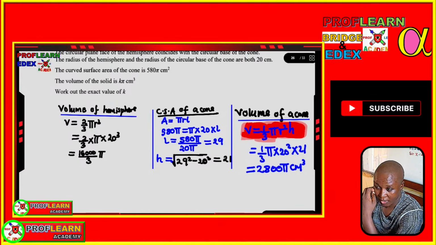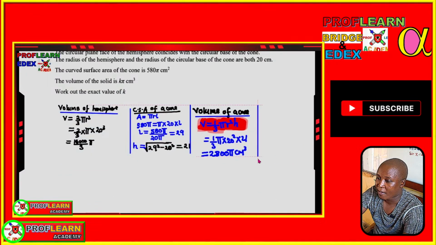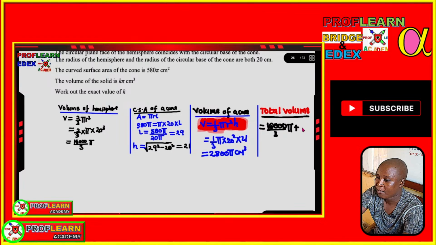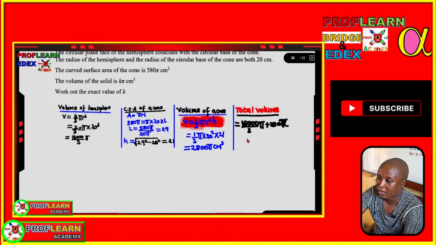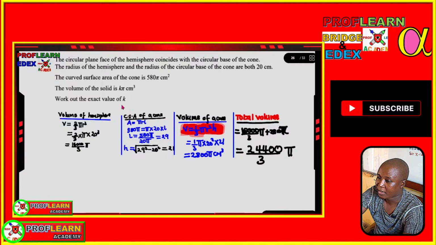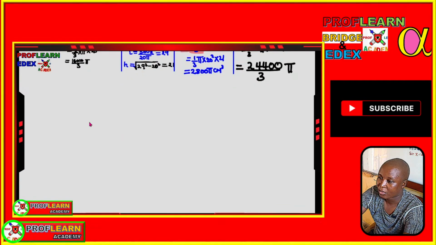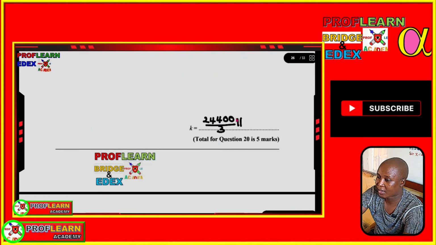Then we can now add the two, and the total volume will be the hemisphere plus the cone. If we add the two there, we are going to have our answer here equivalent to 24,400 over 3 pi. So we can equate that to K. Our K is the constant term in this case that we have here.